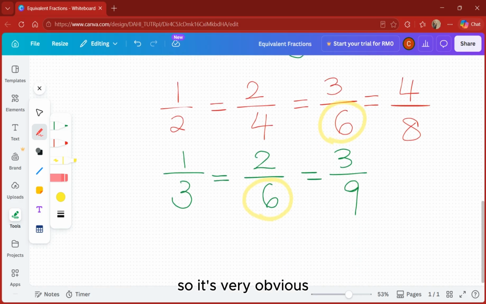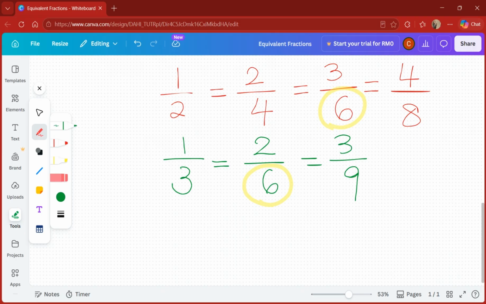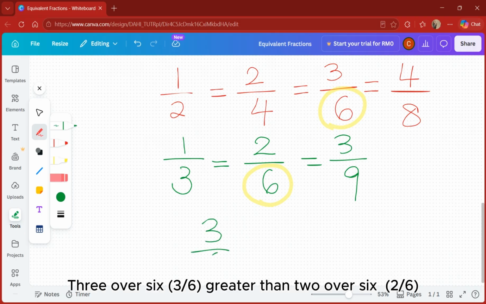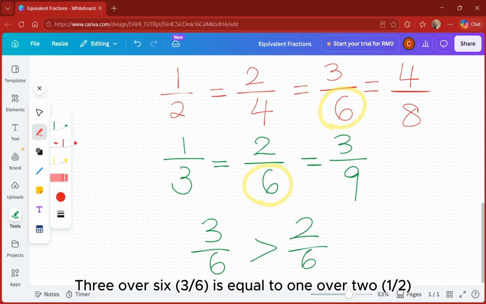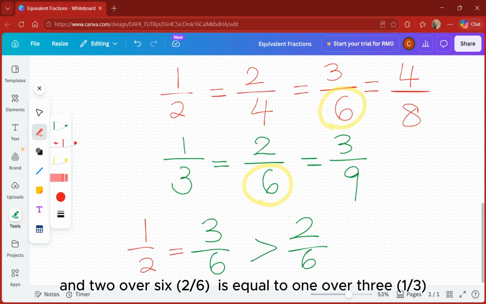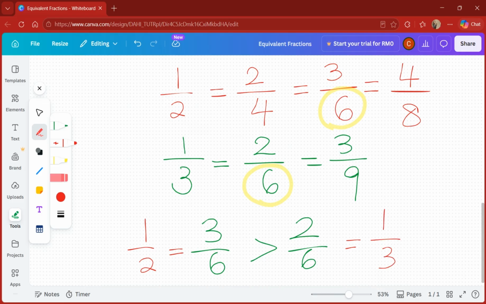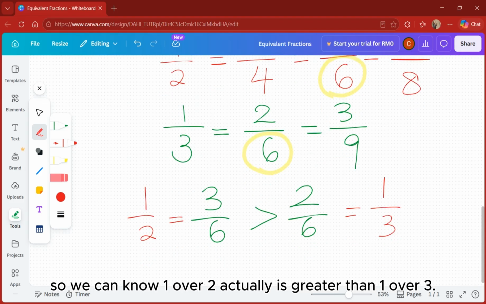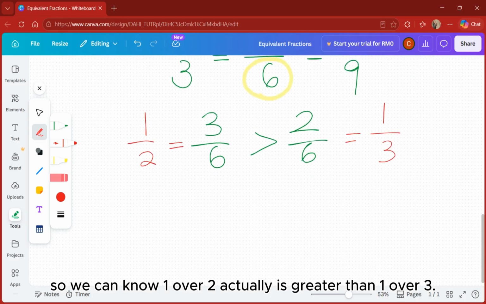So it's very obvious. 3 over 6 is greater than 2 over 6. Okay, 3 over 6 is equal to 1 over 2, right? And 2 over 6 is equal to 1 over 3. We can know 1 over 2 actually is greater than 1 over 3.